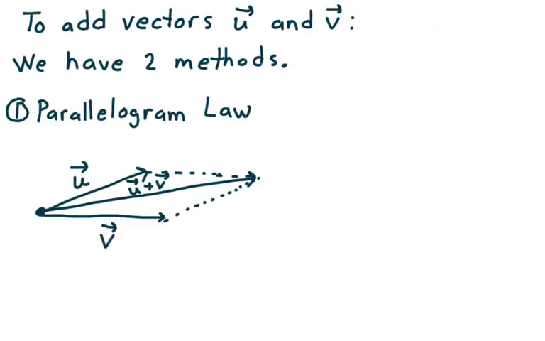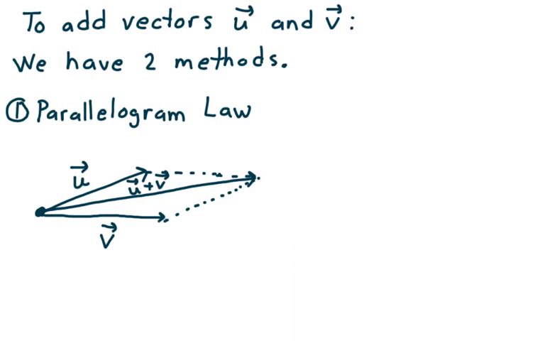To add vectors u and v, we have two methods. We have the parallelogram law and we have the triangle law. And we're going to first start off with the parallelogram law. Okay? So these are geometric methods to add vectors. So notice how I drew u and v so they have a common initial point. Okay? And what I did was I formed a parallelogram.